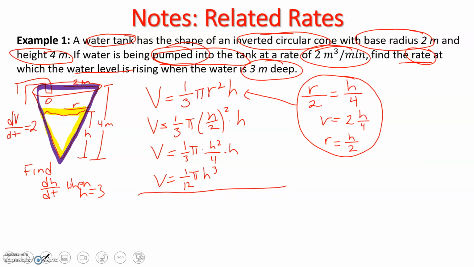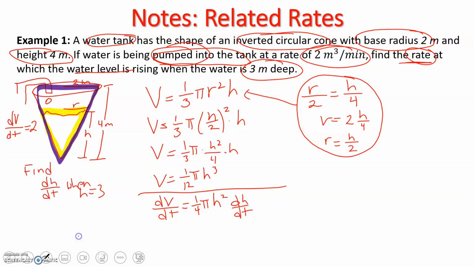Now we can differentiate. The derivative of the volume with respect to time is dV/dt. The derivative of the right-hand side is really just the derivative of h cubed because 1/12 pi is a constant. So we're going to get 3h squared. So 3 times 1/12 is 1/4. So 1/4 pi h squared. Okay, dh/dt.